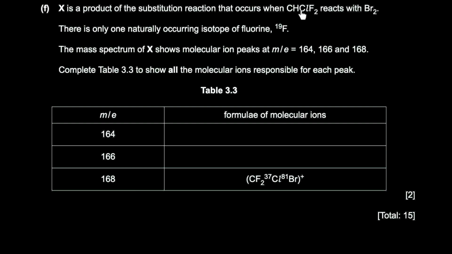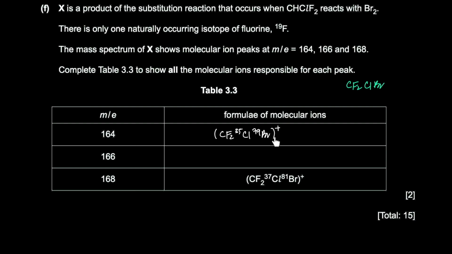So they said that when this reacts with Br2, this is our product. We get CF2ClBr. Now they said that the peak at 168 is due to the heaviest molecular ion. That's the heaviest molecular ion when you have a chlorine 37 and a bromine 81. Now the peak at 164 would be because of CF2, then we have a chlorine 35, that's the lighter isotope of chlorine, and a bromine 79, that's the lighter isotope of bromine.